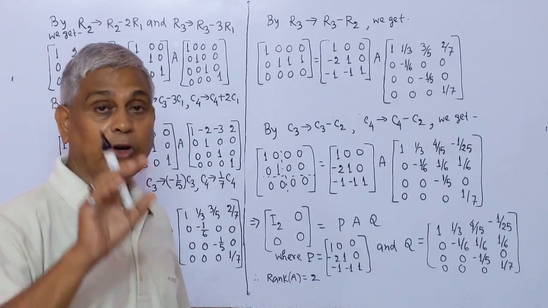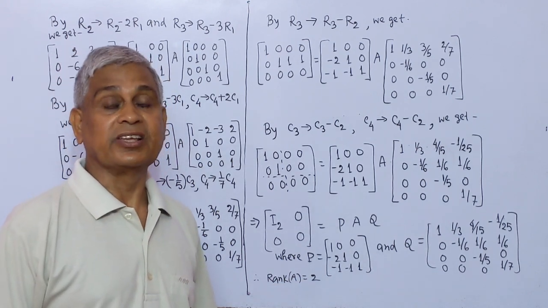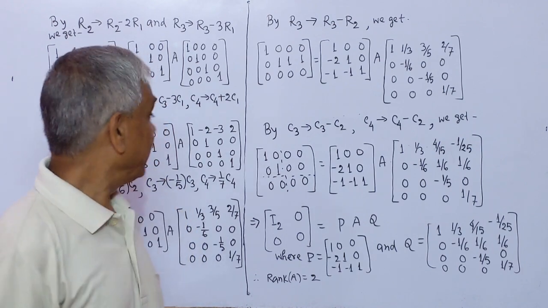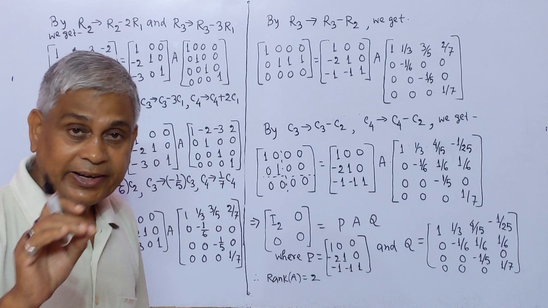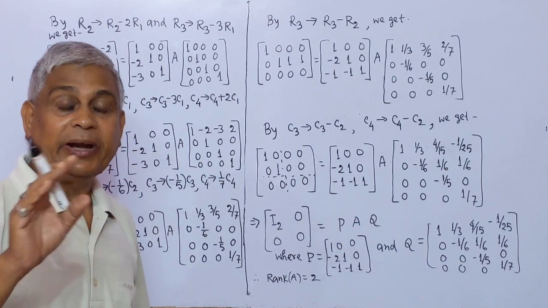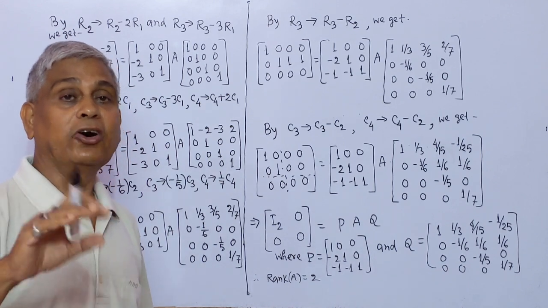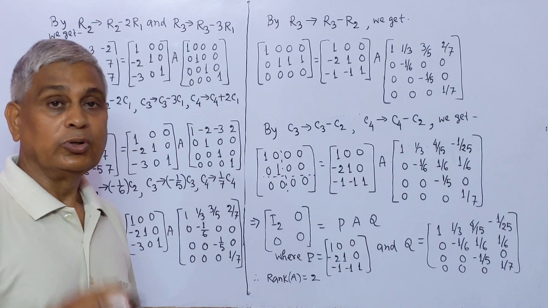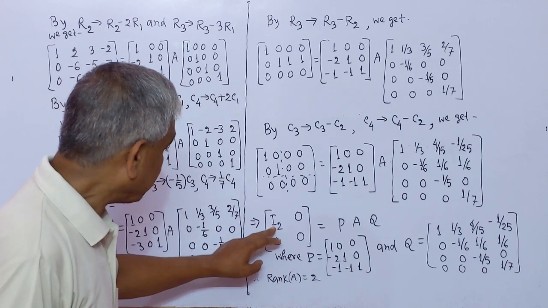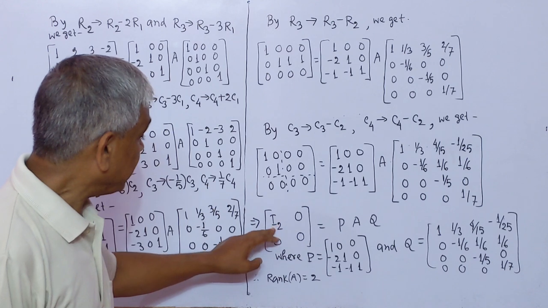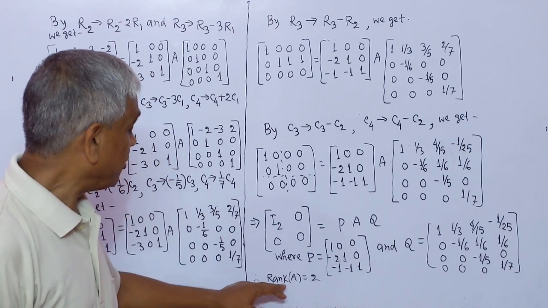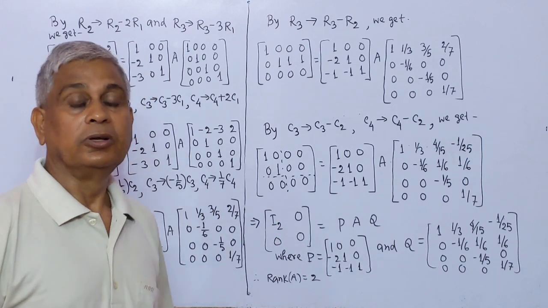Here we have performed elementary transformations on matrix A on the left side. We know that by elementary transformation the rank of a matrix is not altered or changed. So the rank of this matrix equals the rank of A. The rank of this matrix is 2. So the rank of A is 2.